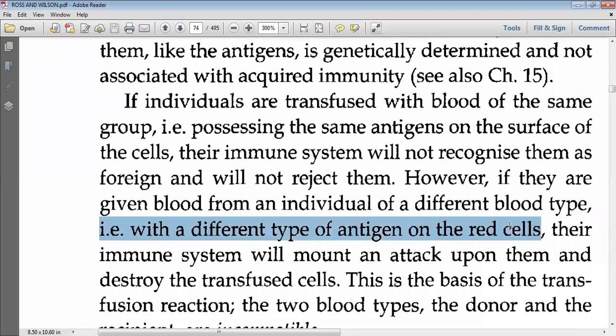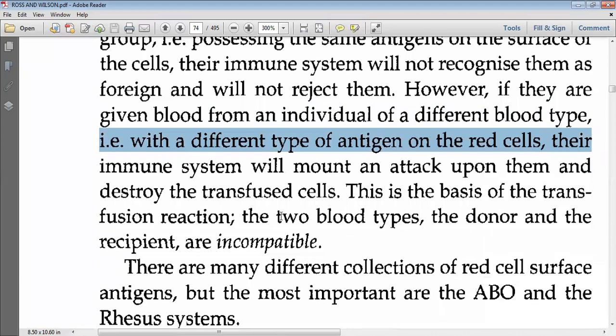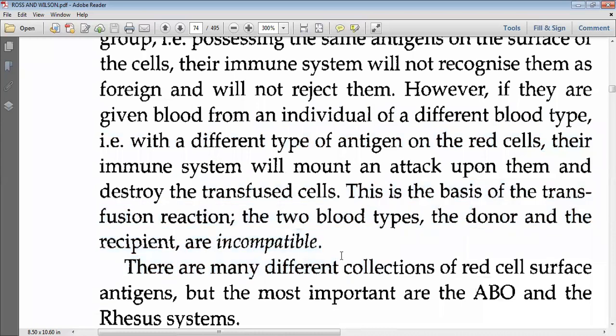However, if they are given blood from an individual of a different blood type, that is, with a different type of antigen on the red blood cells, their immune system will mount an attack upon them and destroy the transfused cells. This is the basis of transfusion reaction, and the two blood types, donor and recipient, are incompatible. It means we cannot accept a blood group which does not match the recipient's blood group. That may be one cause for the incompatibility of blood group transfusion.